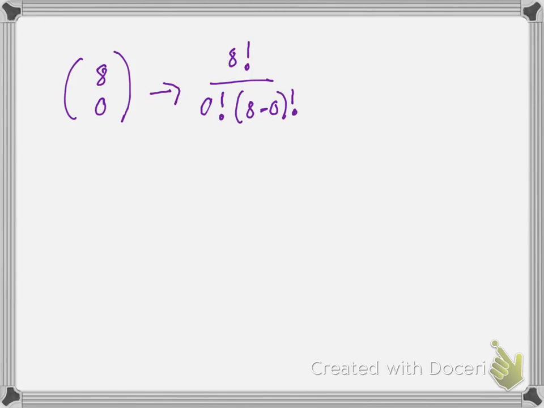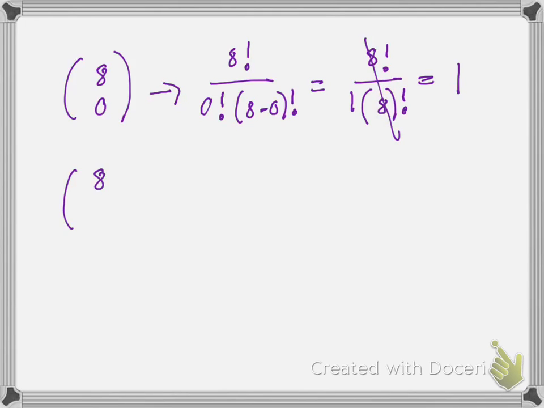Okay, working with another example, we're going to go 8 and 0, which is going to become 8 factorial over 0 factorial times 8 minus 0 factorial. And the thing to remember with this is that 0 factorial becomes 1, not 0, so it's not undefined, it's just 1. And then it becomes 8 factorial over 8 factorial, cancel out, which equals 1.